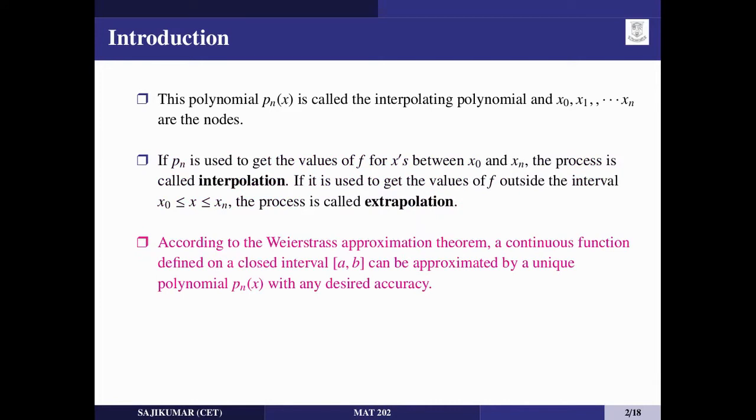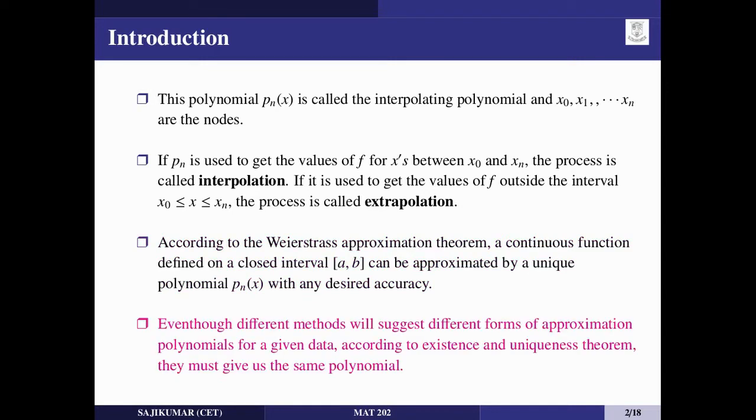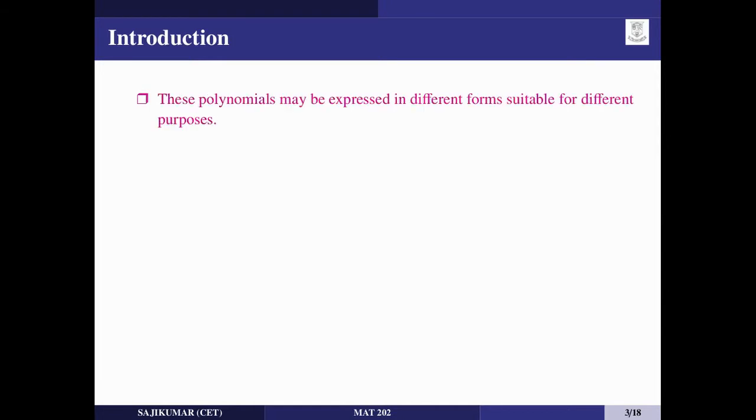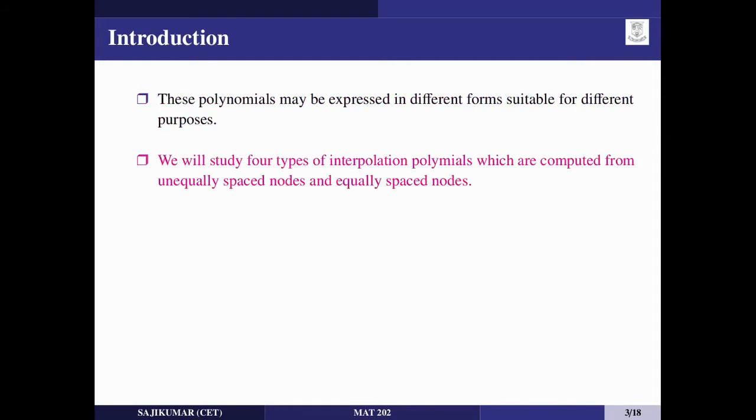According to Weierstrass approximation theorem, a continuous function defined on a closed interval [a, b] can be approximated by a polynomial Pn(x) with any desired accuracy. Even though different methods will suggest different forms of approximation polynomials for a given data, according to the existence and uniqueness theorem, they must give us the same polynomial. These polynomials may be expressed in different forms suitable for different purposes.